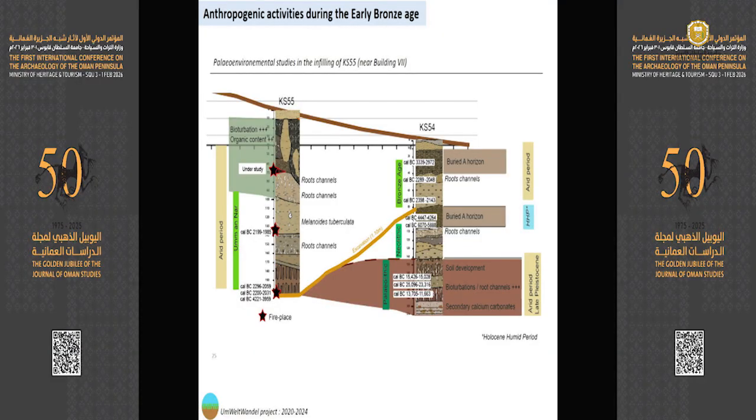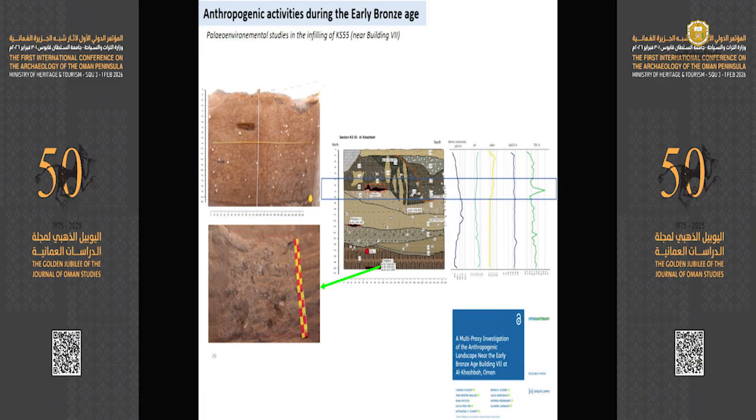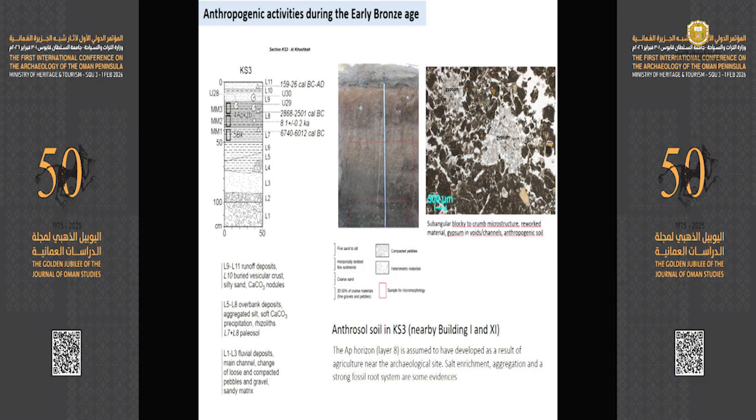And in this section, KS 55, we managed to securely date this infilling with 3 fireplaces, and they all belong to the middle to late Umm an-Nar period. So if you want to have more information about this sequence, you can check this paper which was published last year. Unfortunately, regarding the pollen data, it was also very weak, so we cannot precisely say which type of plants were growing.